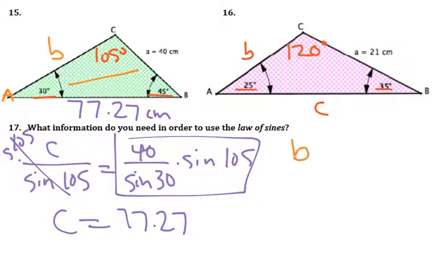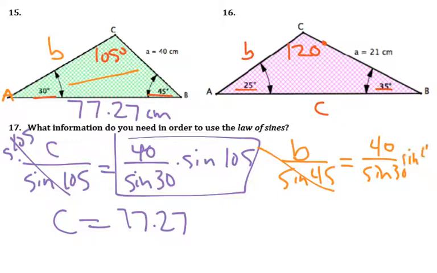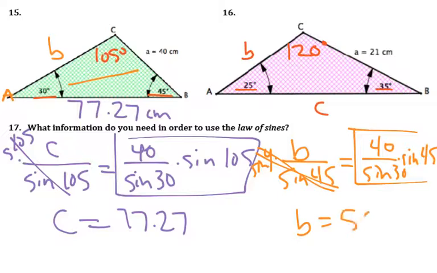Okay, then for B, we want to find B, and it's over the sine of 45, and it equals 40 over the sine of 30. So we're going to times by the sine of 45. Okay, because then that gets B by itself, and then whatever we have here is what our answer is going to be. So sine of 45 times 40 over sine of 30 gives me 56.57 when we round. And there we go, centimeters.